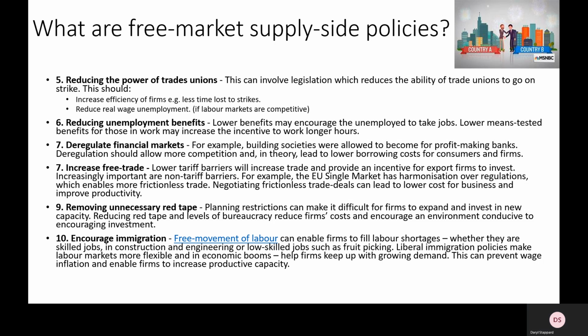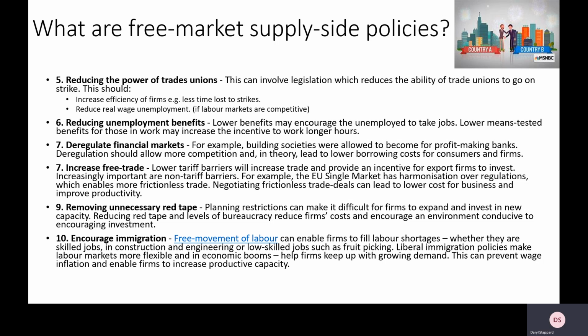Last two, remove red tape. So for many businesses, expanding can be extremely expensive due to the bureaucracy of it. So applying for planning permission, getting the approval of local councils and governments to expand certain businesses. Well, if we make that whole process a lot quicker and more simple, then again, it should mean that more firms want to grow and expand across the country.